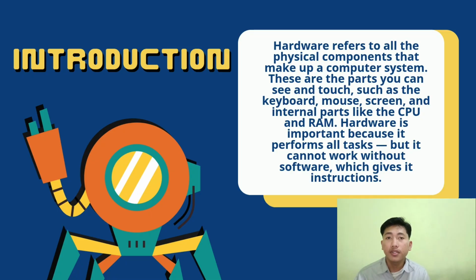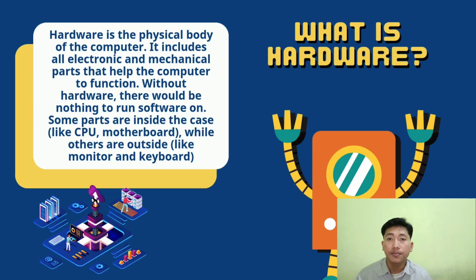Hardware. We're going to talk about hardware. Hardware refers to all the physical components that make up a computer system. These are parts you can see and touch, such as the keyboard, mouse, monitor, and internal parts like the CPU and RAM. Hardware is important because it performs all tasks, but it cannot work without software, which gives it interaction.